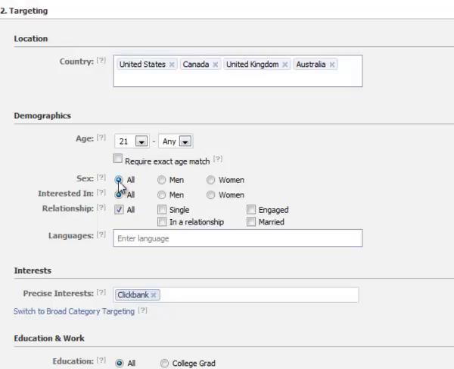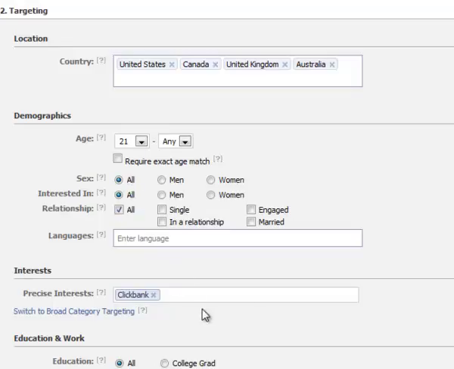Now as far as sex, all. Interested in, all. Relationship, all. The only time you get targeted within this demographic is if you're targeting a niche like dating, right? If you have an offer that's targeted just to men about how to pick up chicks, then you want to make sure that your demographic is men that are interested in women, maybe all or single. That's when you mess around with this. But when you're talking about make money products, keep it all just like this, okay?